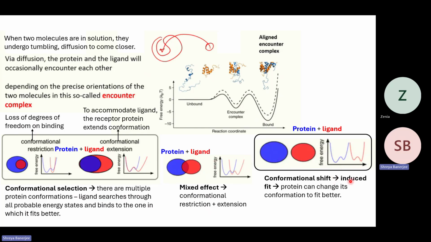Another possibility is induced fit or conformational shift. That is, the free protein conformation is existing here, and the free ligand is existing here. In order to overlap and bind the ligand, the protein has to change its conformation. That is, there is a shifted conformation of the protein to bind the ligand. That is called conformational shift or induced fit, where the protein can change its conformation to fit better.